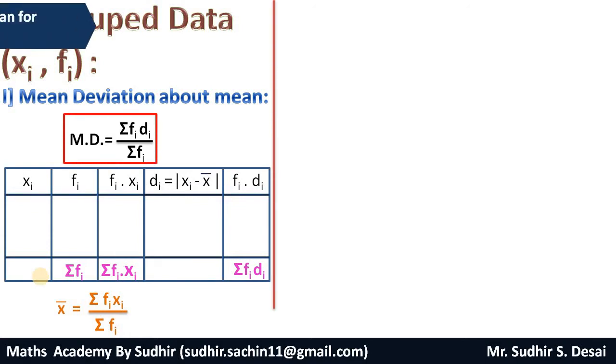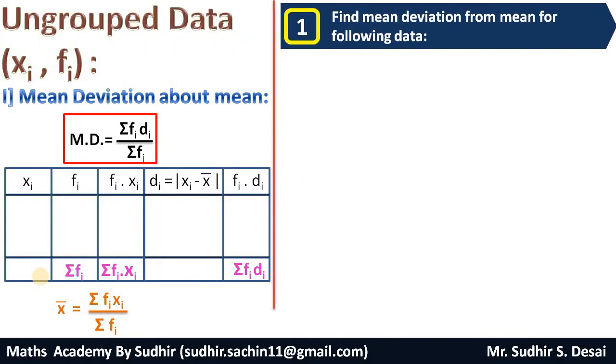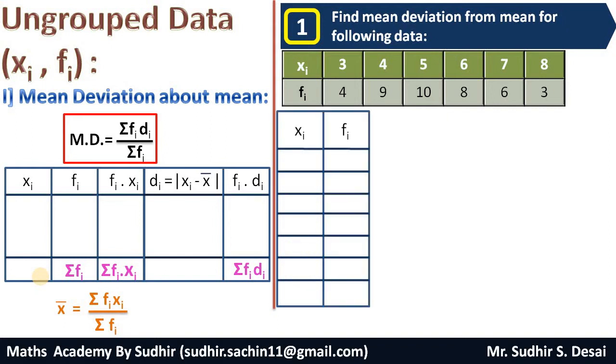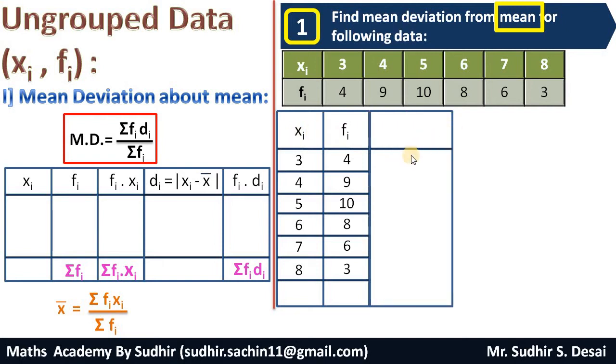Now let's see one example on this. Find the mean deviation from mean for the following data, where we are given xi and fi. So let's write down these xi and fi first. xi is 3, 4, 5, 6, 7, 8, and the corresponding fi's are 4, 9, 10, 8, 6, 3. To find mean deviation from mean, we have to calculate the mean first. And to find the mean, we are going to multiply fi to xi.